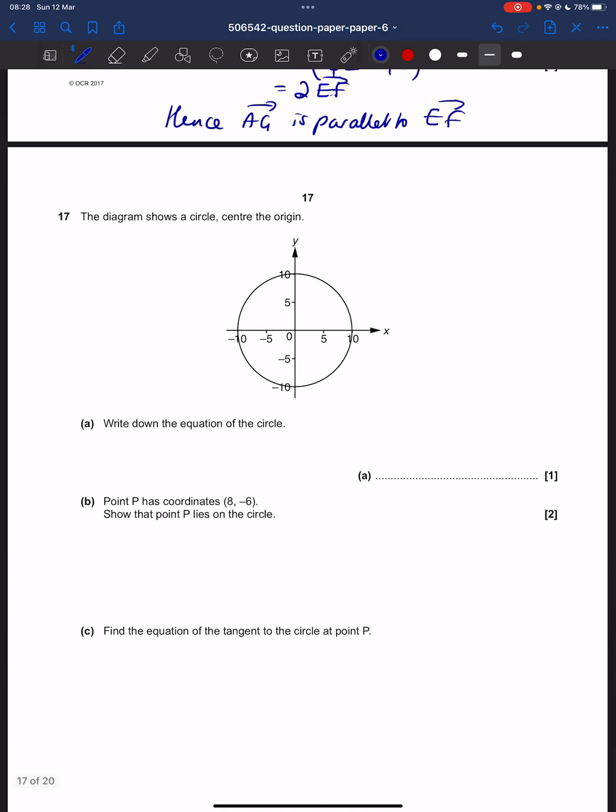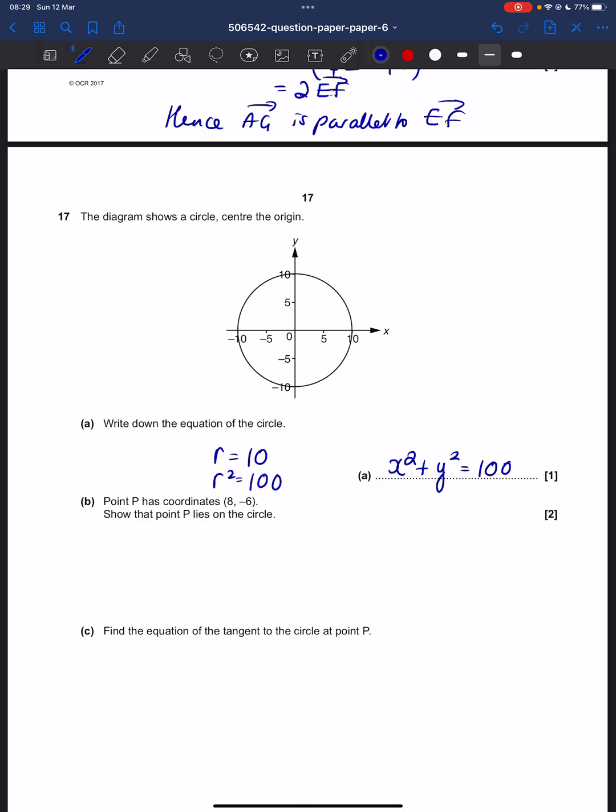Right, diagram shows a circle centre the origin. Write down the equation of the circle. So if you've got a circle positioned at the origin, and look, the radius is 10, so the form is always x squared plus y squared is r squared. So in this case, it's x squared plus y squared is 100.